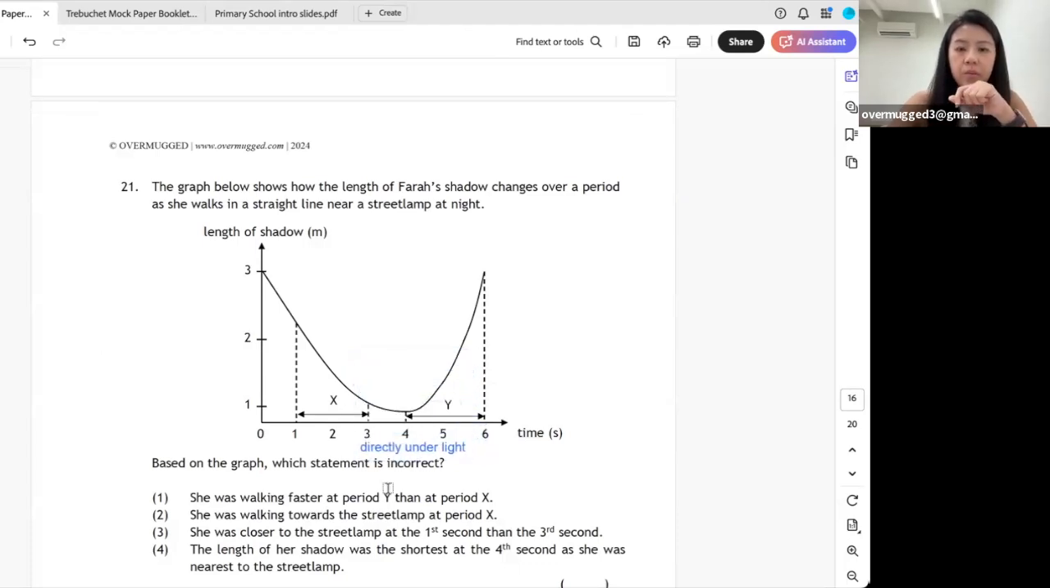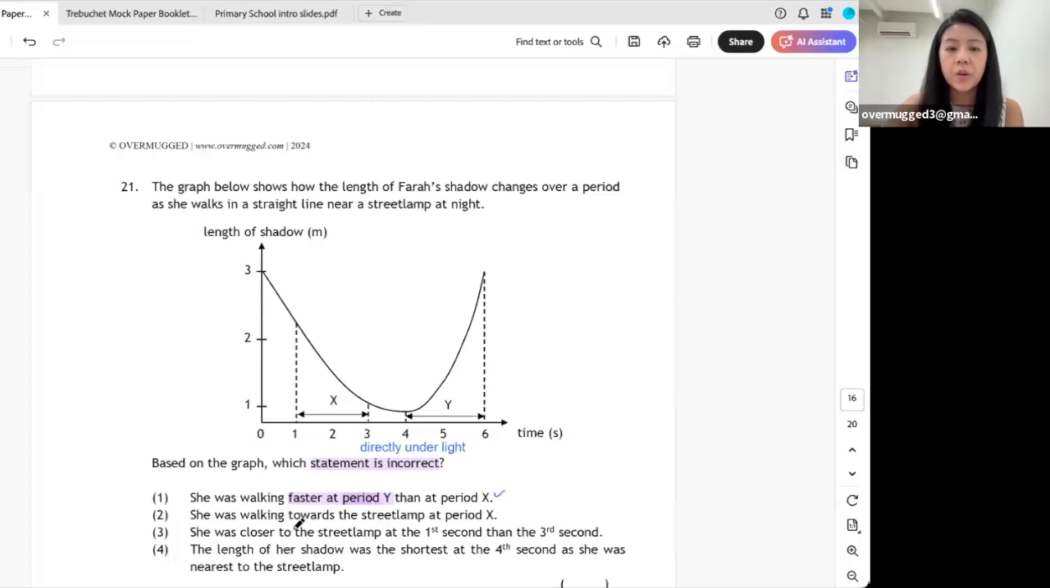Now, based on the graph, we are looking for which statement is incorrect. The decrease of the graph here and the increase of the graph here is happening at different rates. Okay, you can see one is decreasing slowly, one is increasing quickly. Now, the first option here is she's walking faster at period Y than at period X. For you to walk faster, your length of the shadow will also change faster. So we do see a faster change here because the graph is steeper. So this statement is actually correct. Okay, keep in mind, we're looking for the incorrect statement.